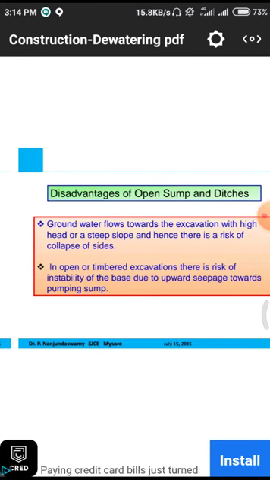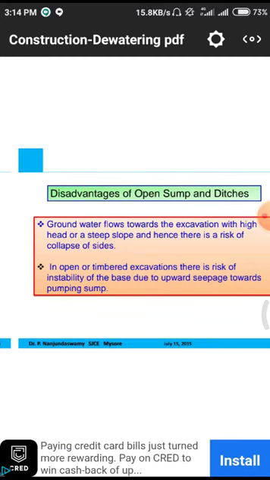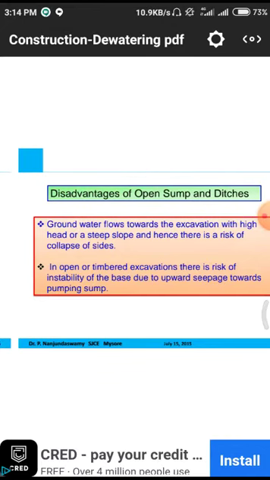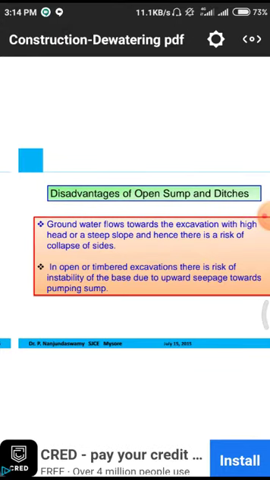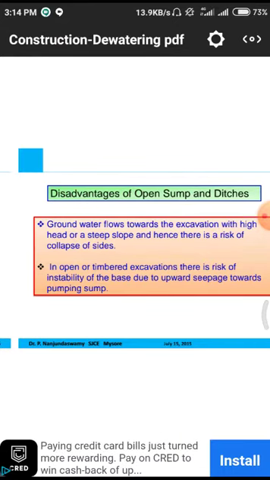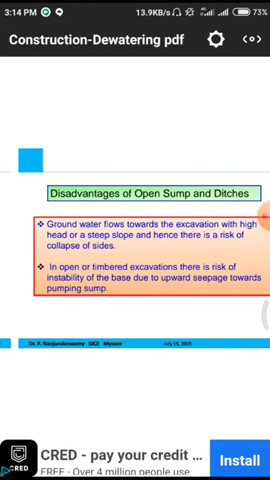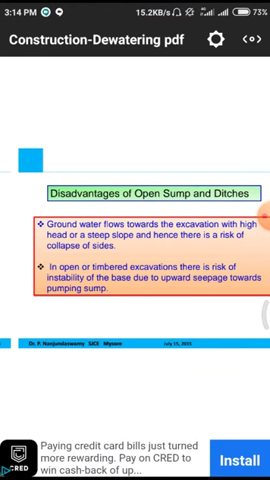Due to groundwater flow towards the excavation with a high head and a steep slope, there may be a risk of collapse of sides. That means the side face has a chance of collapsing onto other sides. This is a major disadvantage. Why? Because of the excessive amount of water present in the soil, there may be a chance of sliding of soils, layer by layer.